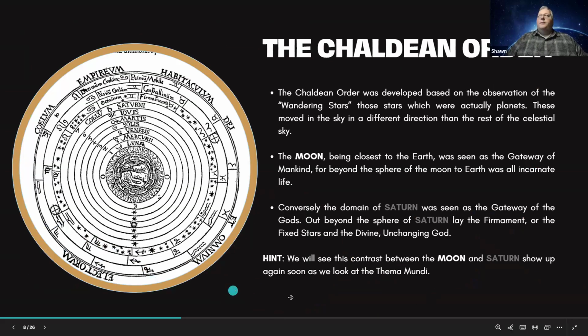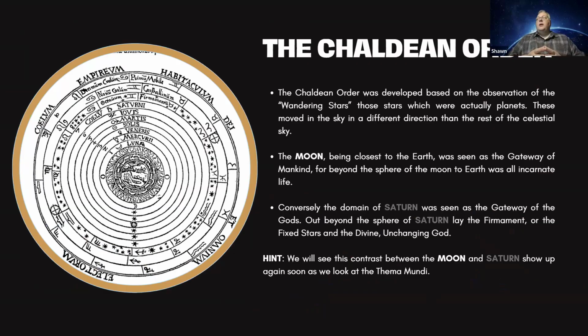So, like I mentioned, the Chaldean order was developed based on the observation of the wandering stars. These stars that were actually planets. They moved in the sky in a different direction than the rest of the fixed stars. Also, it's important to note that when the ancient astrologers looked up in the sky, they only beheld the 7 traditional planets, which is why Hellenistic astrology focuses on the primary 7 planets: the sun, the moon, Mercury, Venus, Mars, Jupiter, and Saturn.